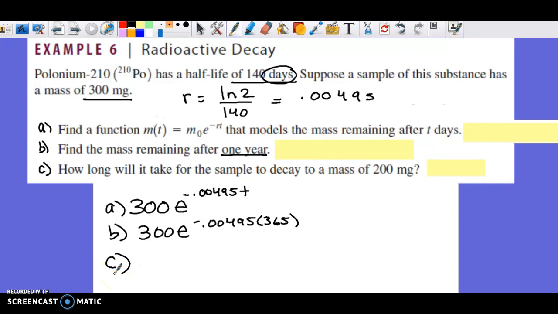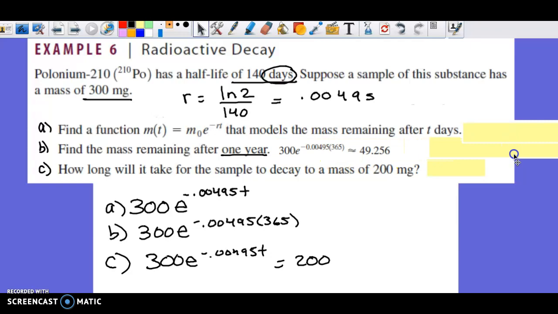And the last one, I'm going to set this equation to 200 grams. And you're going to solve and figure out how much time has to pass for that to happen. So again, pause, try these on your own, and when you're ready, play so you can see the answers. So these are the answers for that one.